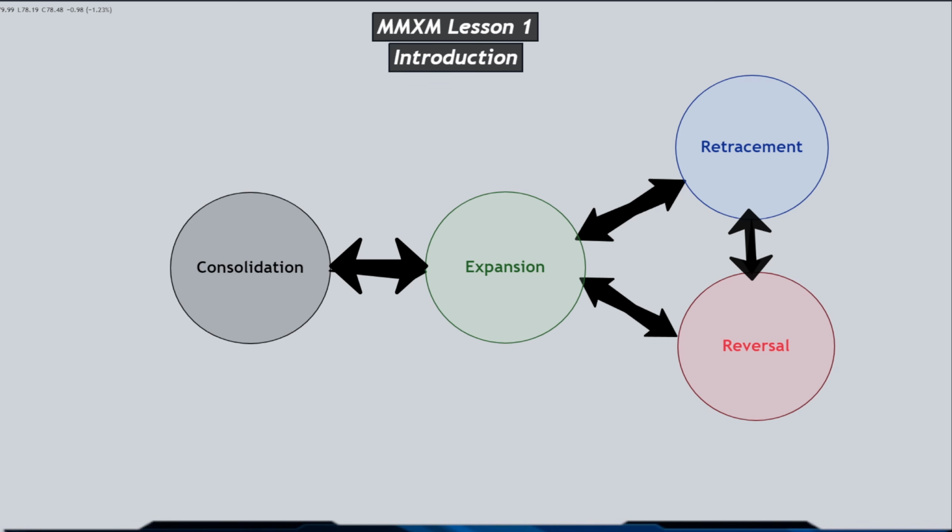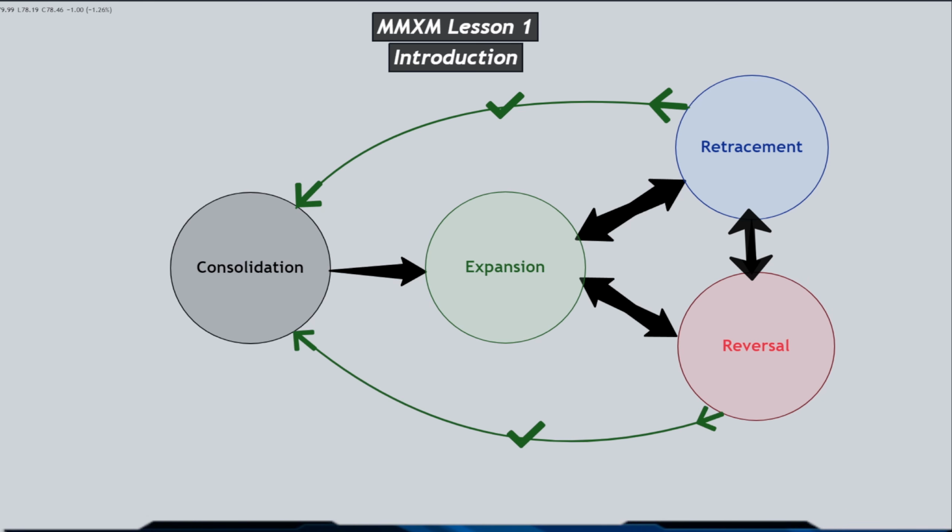However, the market can easily consolidate from a retracement, or from a reversal. From the consolidation, the market will again go for a new expansion, and the cycle continues that way. These are the four cycles of the market, and I hope with this information alone you can improve the way you are looking at the chart and the way you are currently trading.